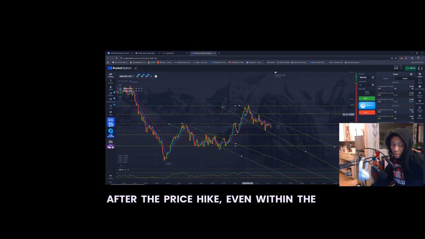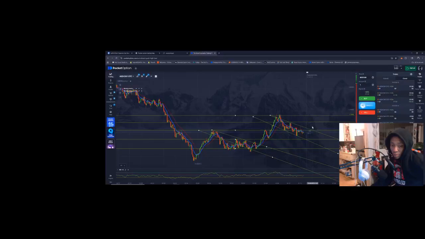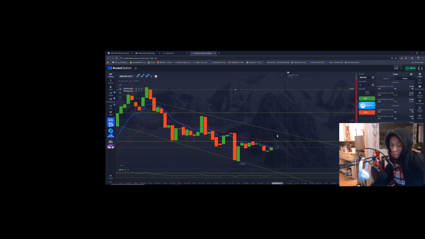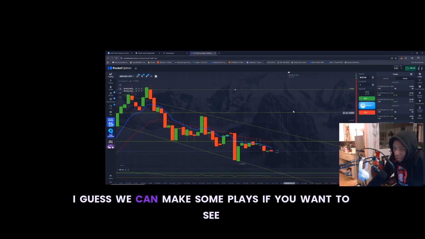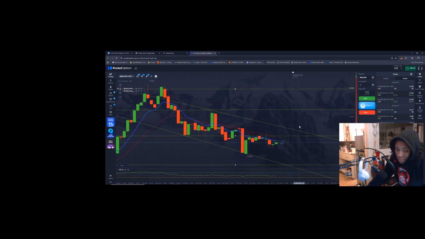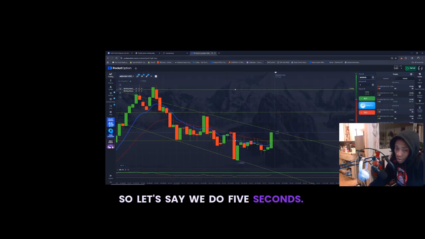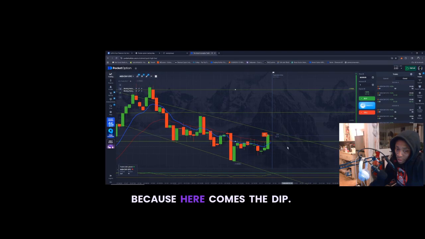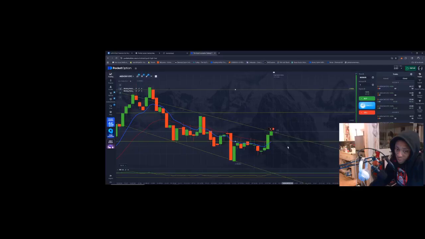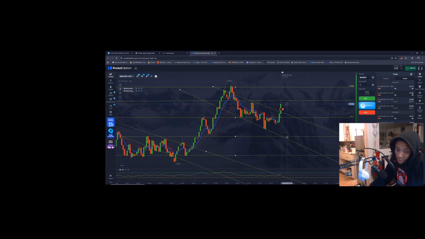After the price up, even within the pattern. So I guess we can make some plays if you want to see stuff. So there's resistance. So let's say we do 5 seconds. There's the price hike. Let's sell it, because here comes the dip. Oh, the price hike can't go.